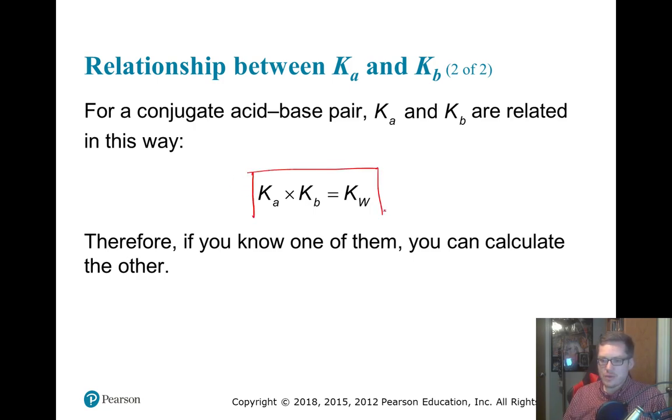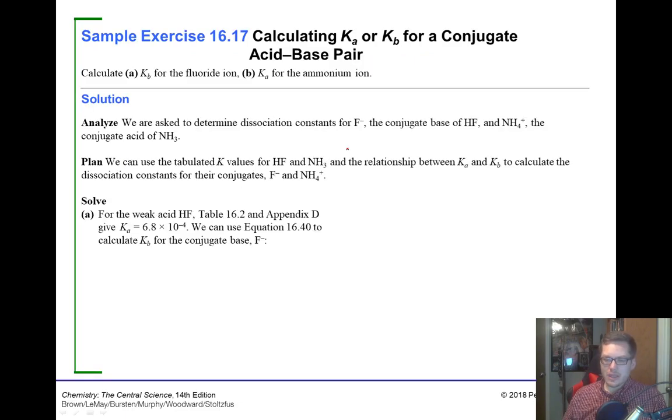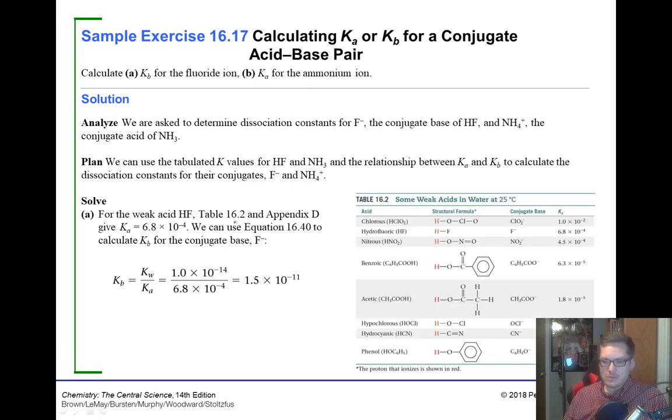So if we want to find one of them, we just divide Kw by the other one. Let's walk through a practice problem here. They say calculate the Kb for the fluoride ion and the Ka for the ammonium ion. For the weak acid HF, table 16.2 in appendix D gives this value for the Ka. So there's your Ka of HF. If you want to find the Kb, all we have to do is divide Kw by our Ka. So 1 times 10 to the minus 14th divided by 6.8 times 10 to the minus 4th, and this would be the Kb.